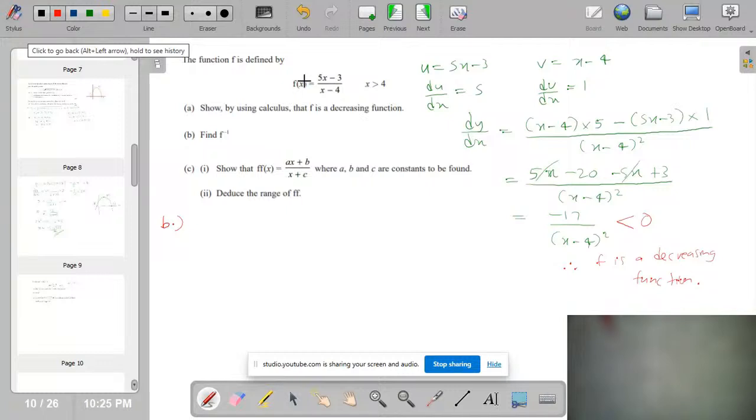When you find the inverse function of a given function, you replace f(x) by x, and every x term on the other side by 1.